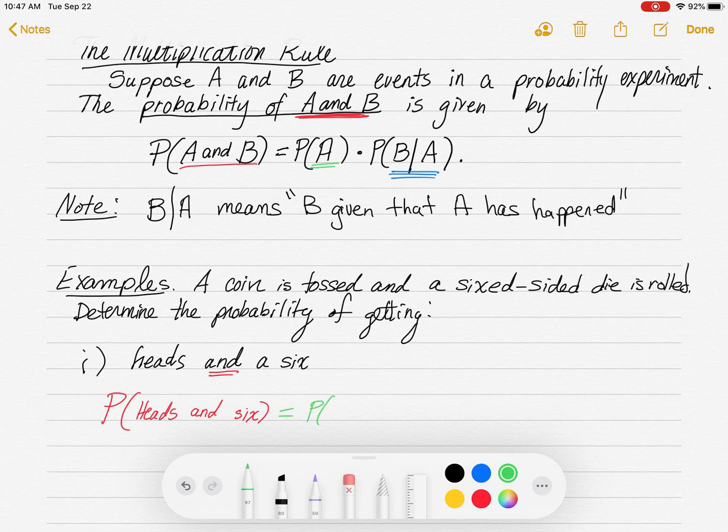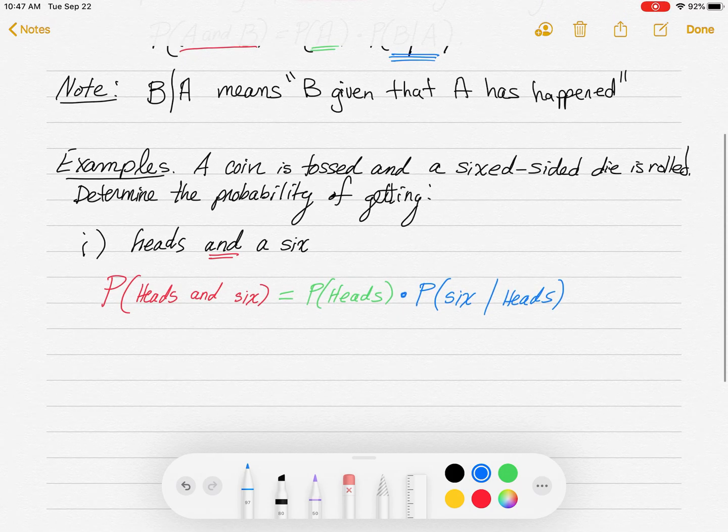that's equal to first the probability of heads. Right, that's using my formula, that's the green there. Times the probability of getting a 6, given that I've already gotten heads. So that 6 given heads means 6 given I've already gotten a heads.